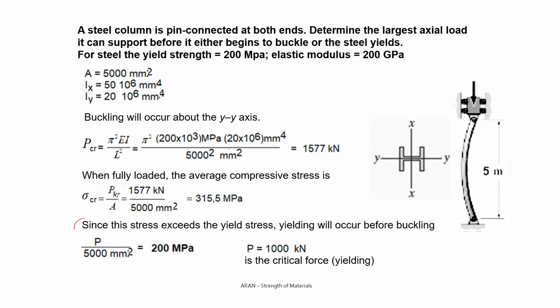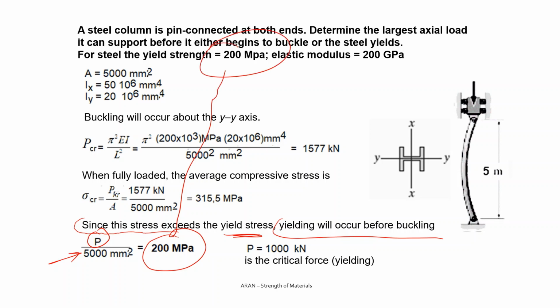So let us calculate the force where yielding will occur before buckling. Well, this force divided by the area should be 200, which is the yield strength of the material. So we find out that at 1000 kilonewtons, yielding will begin, and this is the critical failure force.